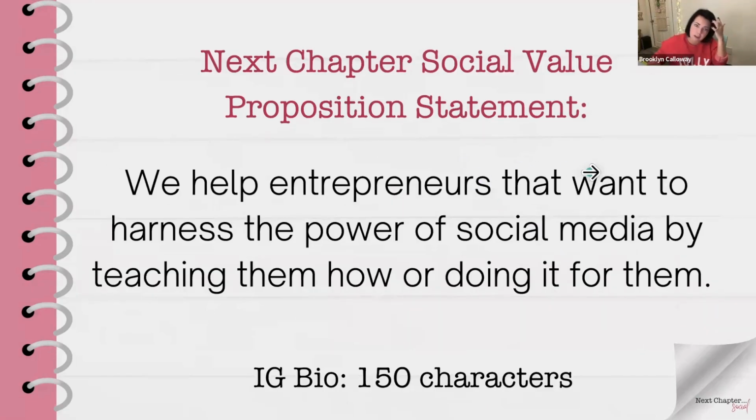Okay, next chapter, social value proposition statement. We help entrepreneurs that want to harness the power of social media by teaching them how or doing it for them. Very clear. You only have 150 characters on your bio to get that across. This right here is what I rewrote because I was doing this class, and I put it in our Instagram, and now people can find us even better. And when they do find us, they are very clear about who we help. If they're not an entrepreneur, they'll keep scrolling. That's fine, because we help entrepreneurs.